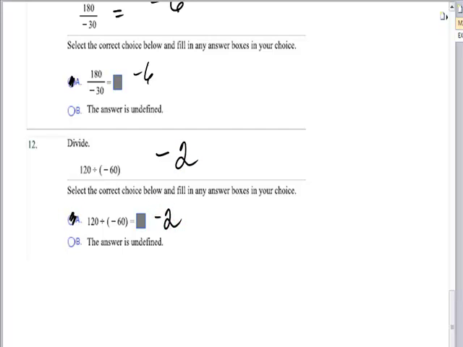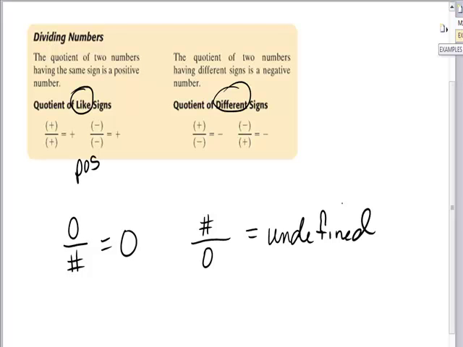So please make sure that you have written down in your notebook the rule for dividing integers. If the signs are alike, the quotient will be positive. If the signs are different, the quotient will be negative. Let me write that. And the 2 rules that involve 0. All right, hope we're good with division.